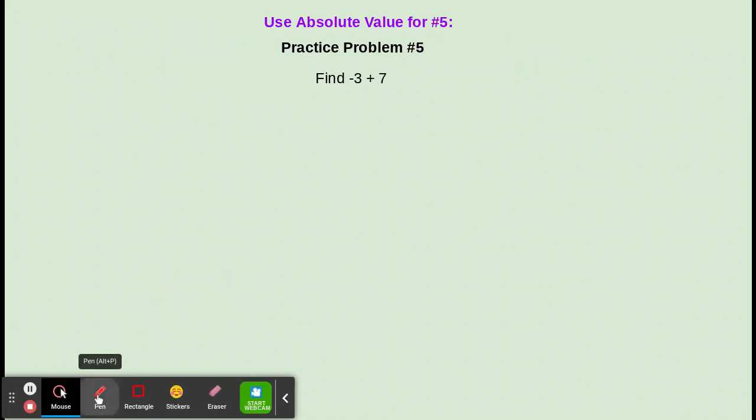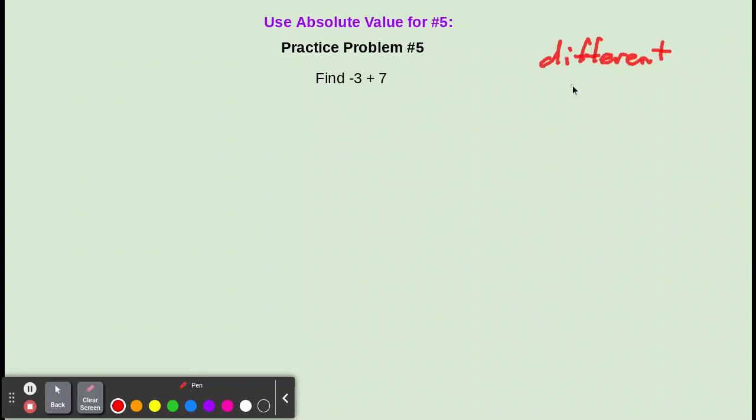All right, for this one, are our signs the same or different? They're different. If they're different, that means we have to, what? Subtract. Okay, first step, absolute value. Okay, what's the absolute value of negative 3? 3. What's the absolute value of 7? 7. Okay, second step, circle the bigger one. And make note of the sign. What sign is it? It's positive.